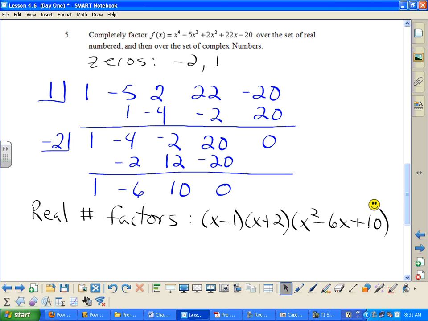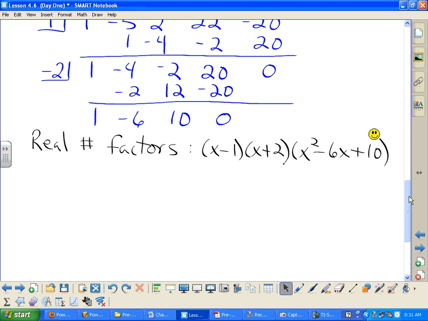Twice. If this x squared minus 6x plus 10 was going to produce real factors, how many times would the graph cross the x-axis? 4 times, okay? It would cross it 4 times. So this is the only answer for real factors. Now when I want to write it with complex factors, I need to take x squared minus 6x plus 10 and do the quadratic formula or complete the square, whichever one you like. I know you guys prefer quadratic formula, right?